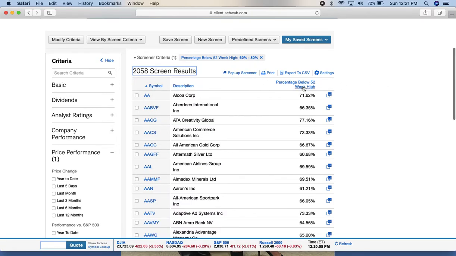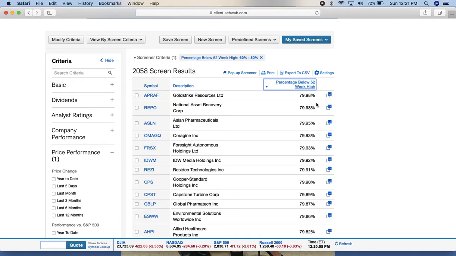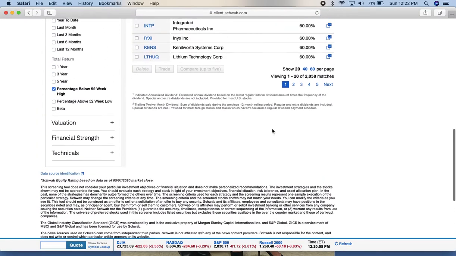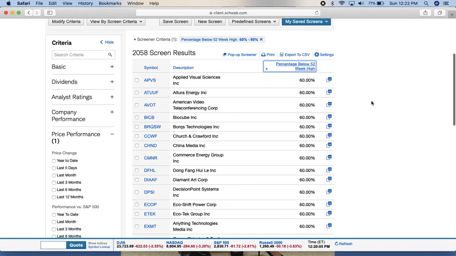If I want to go by the high or the low, okay, I can do that. I click on it again. So you can see where it's almost at 80% from the 52-week high. I click on it again, it's sorting from the lowest of that 60 to 80. So you can see there's screens and screens, 5+ screens, there's over 2,000 stocks.